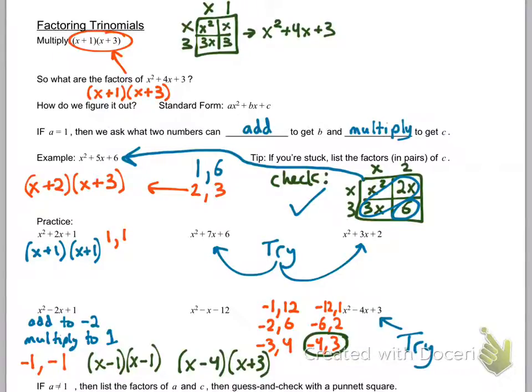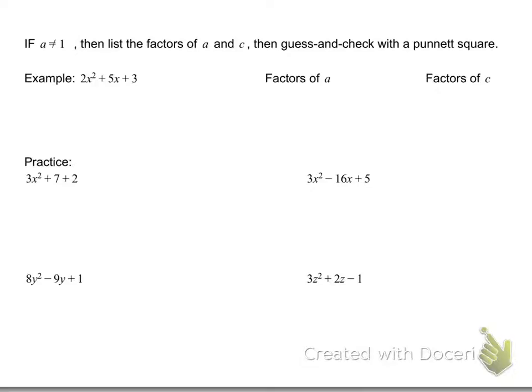All right, hopefully you got that last one. And the hardest kind of problem is if a is not 1. I'm going to start off with giving you some pretty basic ones with only a few factors, and we'll build up to more difficult ones later.